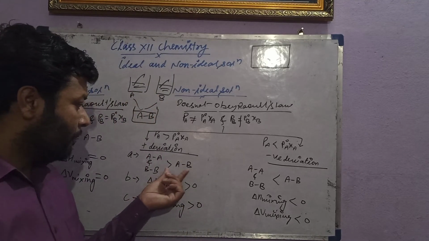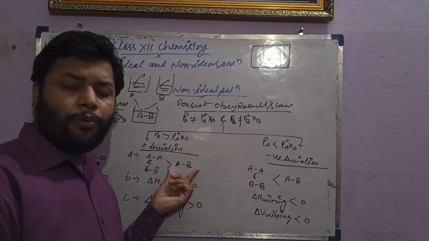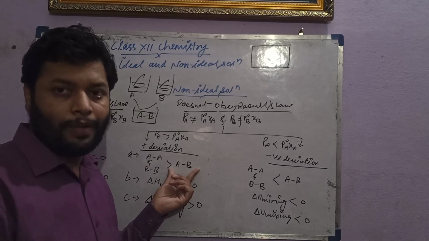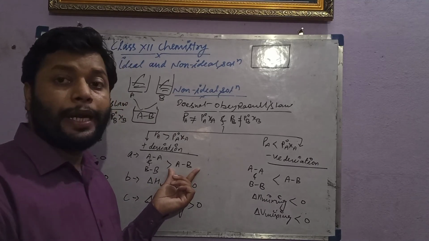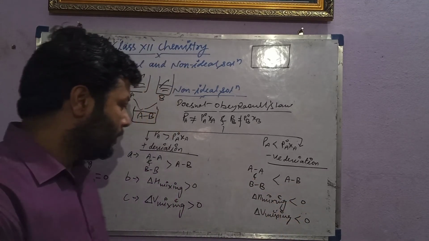So in positive deviation there is a breakdown of bonds because the force of attraction is smaller. When the force of attraction is smaller, it indicates there is a greater repulsion between A and B molecules. Okay, so there is an endothermic process, and delta V will be greater than 0.